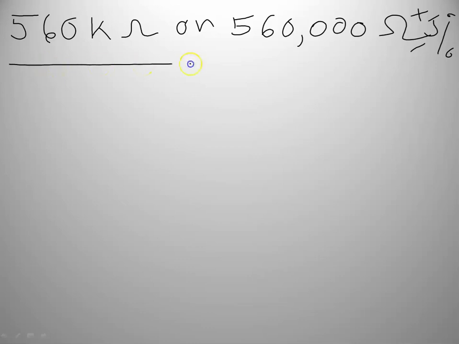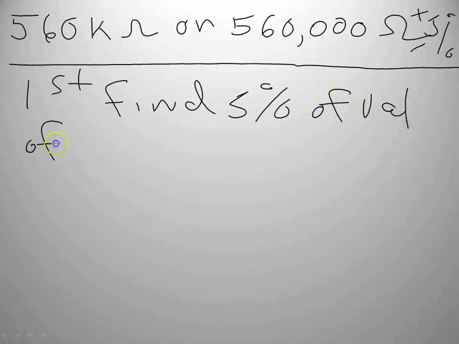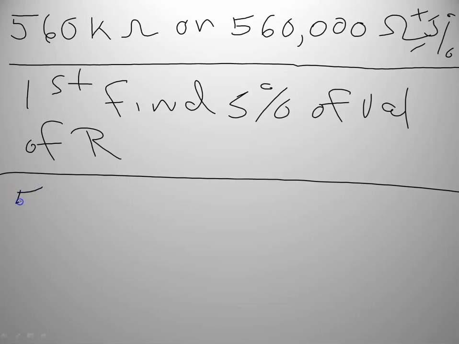So what do we need to do first? First, we need to find 5%. 5% of what? Of the value of R. So how do we do that? Well, we take the 5% and change that into a decimal. How do we do that? If I've got 5%, I need to move the decimal 2 places to the left.